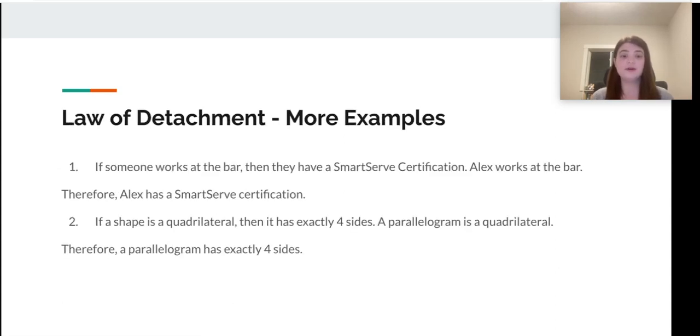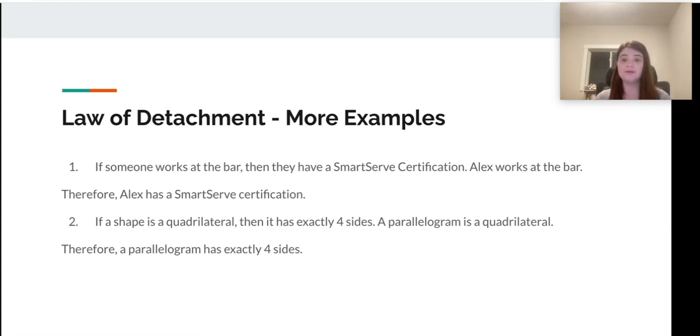So here's another couple of examples. If someone works at the bar, then they have a smart serve certification, right? So let's assume that that's true, that if someone works at a bar, then they have a smart serve certification. Okay, great. Alex works at a bar. Again, let's assume that's true. Therefore, Alex has a smart serve certification, is something we can conclude, right?